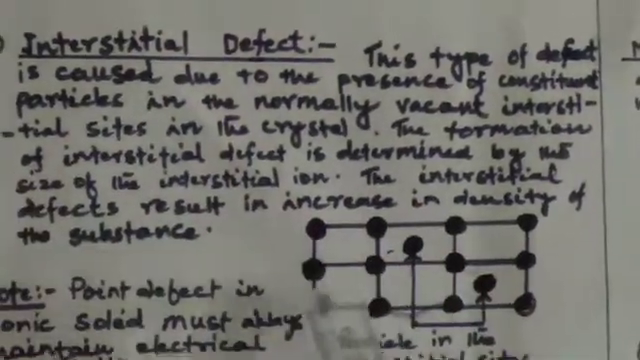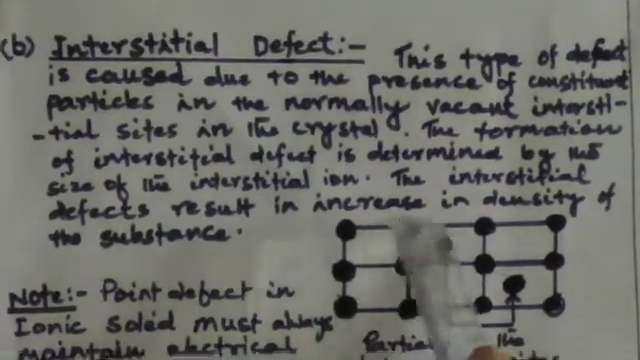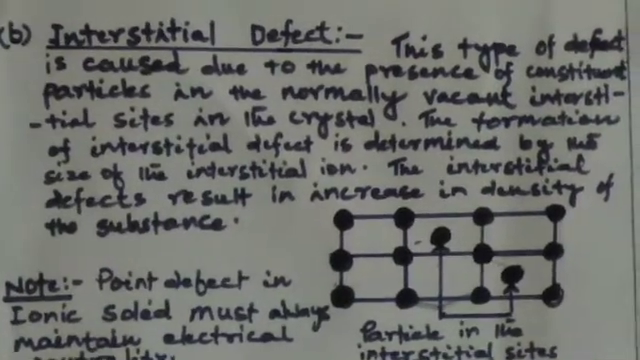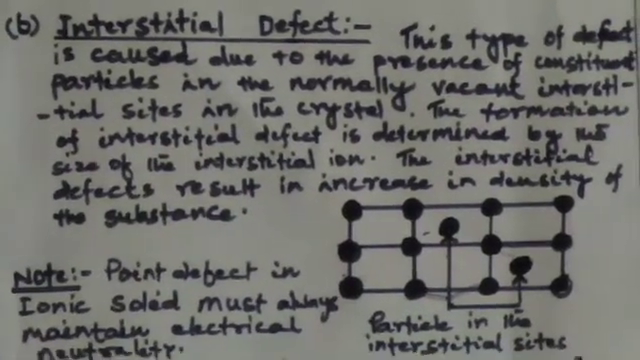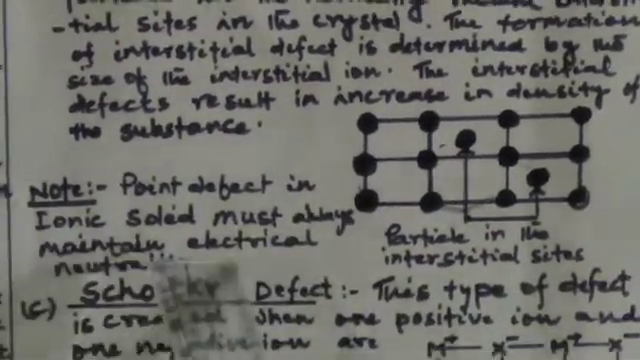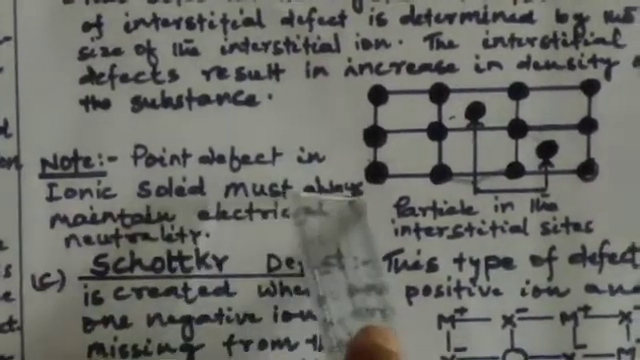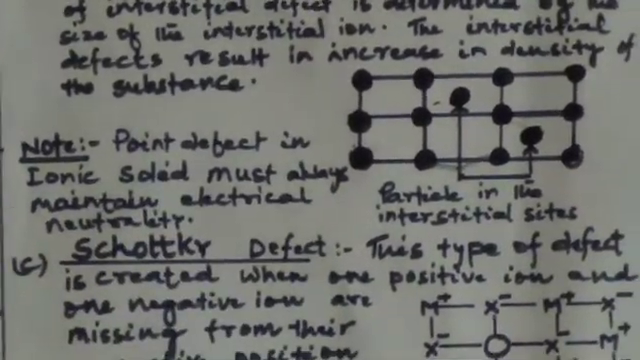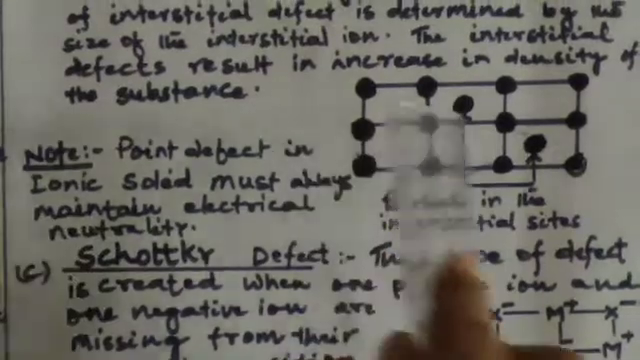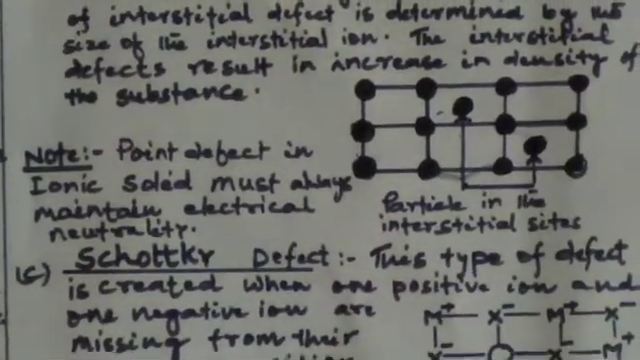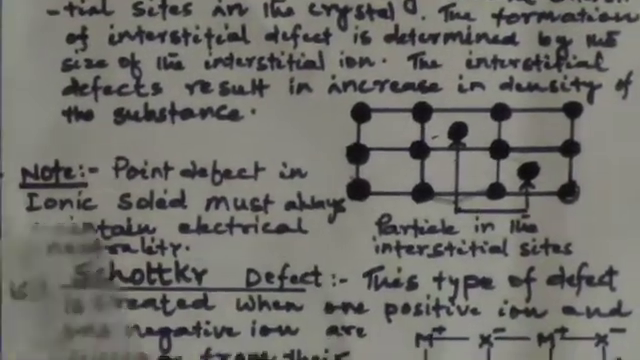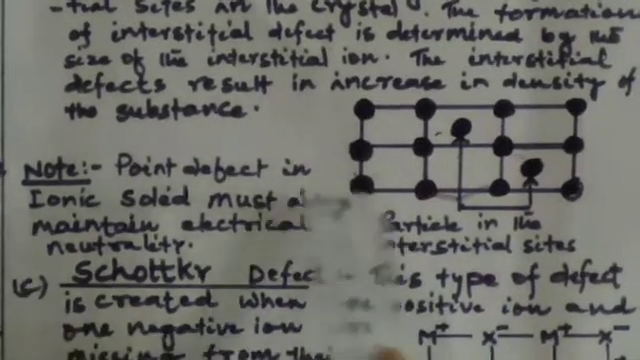This is called interstitial defect, in which particles occupy the interstitial site or void. In ionic solid, we find that point defect must always maintain electrical neutrality. That means the number of positive ions and negative ions in the crystal is the same, both having the same valency, then such ionic solid will show point defect.